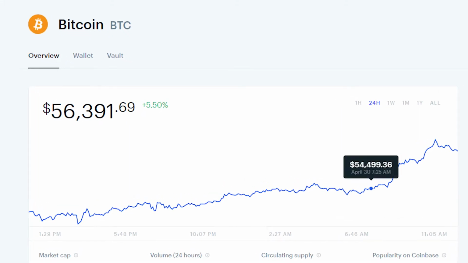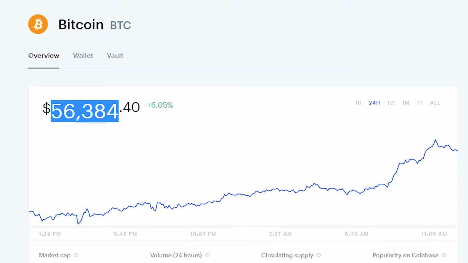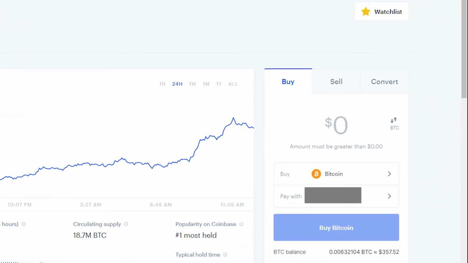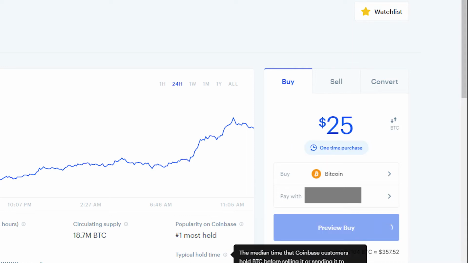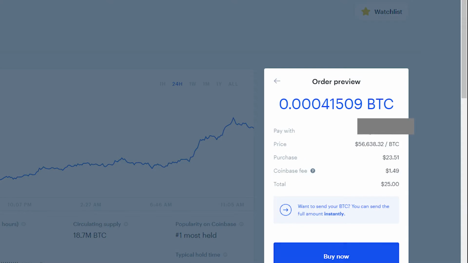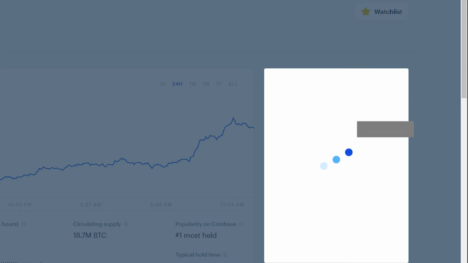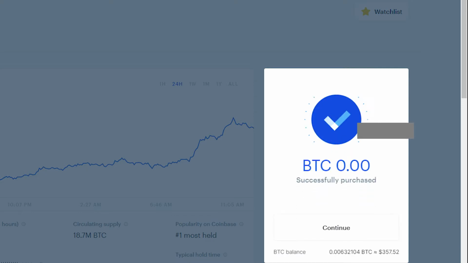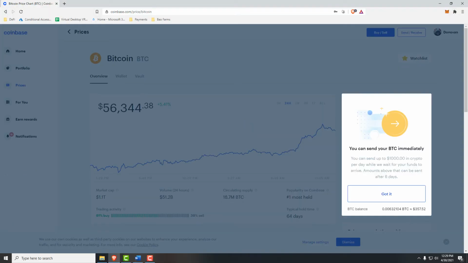So as you can see here on our screen, we have the price of Bitcoin going at about $56,000. If you want to buy some Bitcoin, you can just type in I want to spend 25 bucks on Bitcoin. It's going to allow me to preview this purchase, and then I can purchase this Bitcoin right now by doing so here. Ta-da! So what I've just done here, that is a market order.